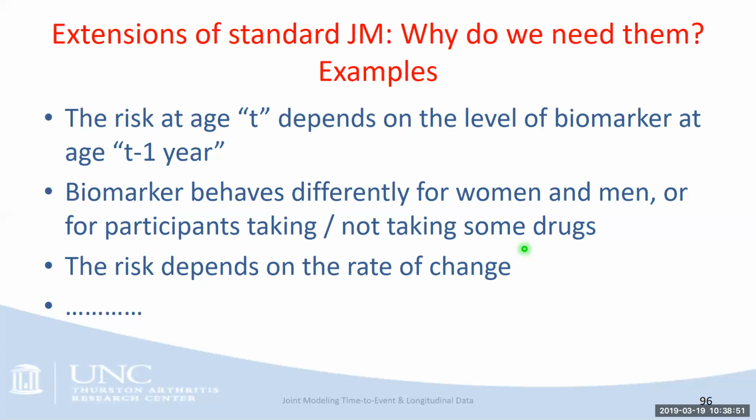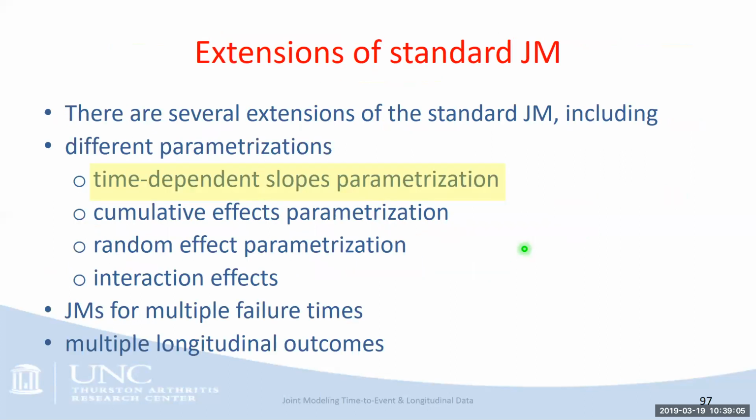Another example is when a biomarker behaves differently for women and men, or for participants taking or not taking some drugs, and this is very common in clinical trials. Also, the risk can depend on the rate of change. So I will spend a few more minutes and explain how it works, and let's start with time-dependent slopes parameterization.